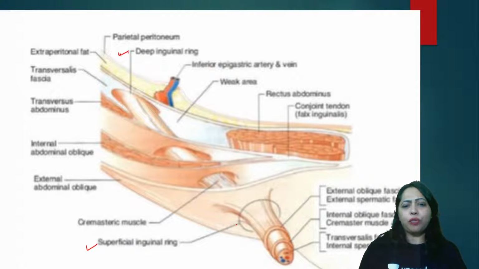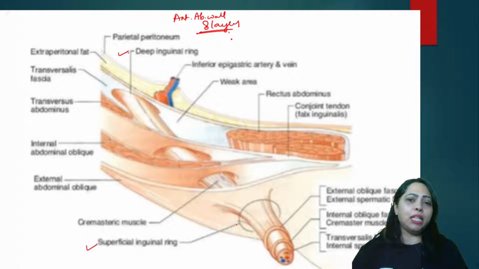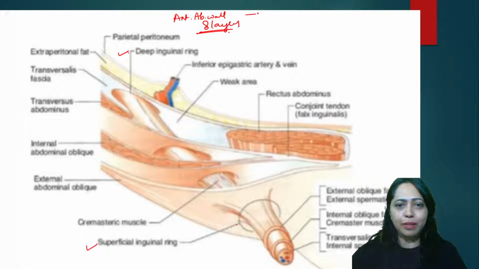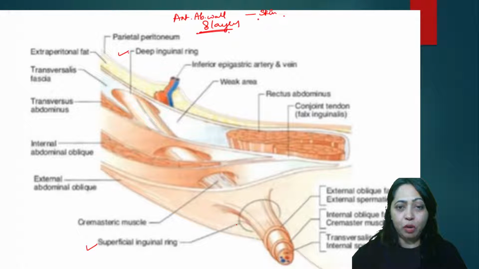All right. So first of all, what are the layers in the anterior abdominal wall? The anterior abdominal wall has 8 layers. If you ask any UG or PG student, the first thing they will say is skin. The first layer that you will see is the skin. Then, from outside to inside, there is the superficial fascia, then the external oblique muscle, then the internal oblique muscle, and then the transversus abdominis muscle. Then comes the transversalis fascia.